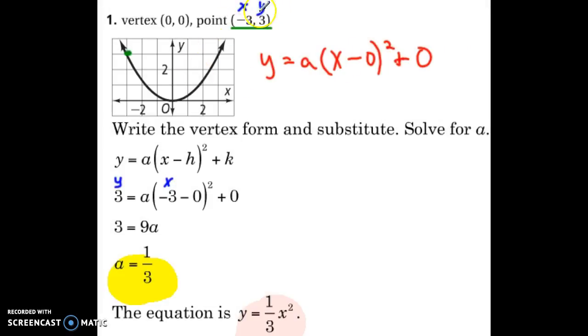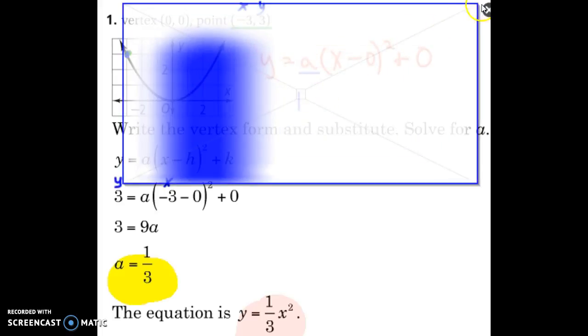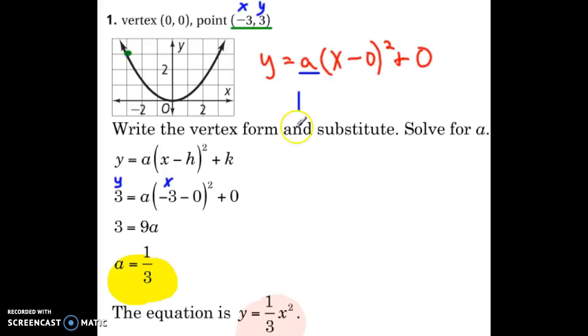I am going to make the graph. So I have the vertex 0, 0 right here. And my 1 point negative 3, 3 is right here. So I can see this curves up, so I know A is going to be a positive value. So I am going to take this and plug it in.